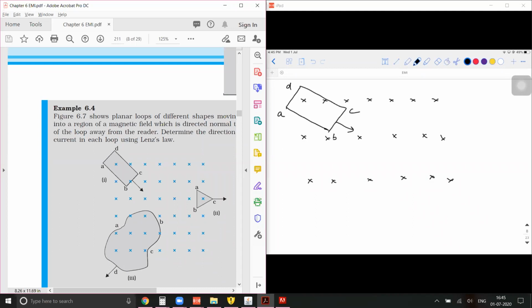Now, in case 1, this is the first coil. Is the coil moving into the magnetic field or out of the magnetic field? Into the magnetic field. Into the magnetic field means the number of magnetic field lines linked with the coil, will it increase or decrease? Increase.